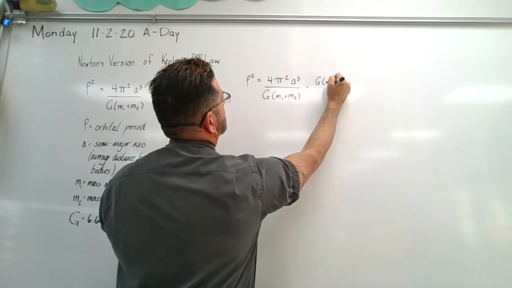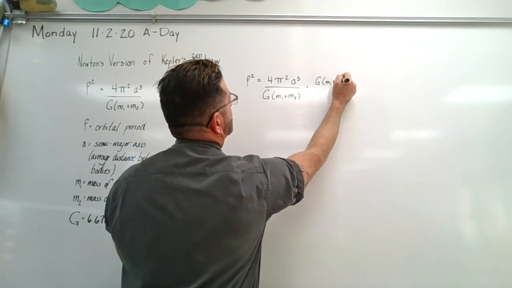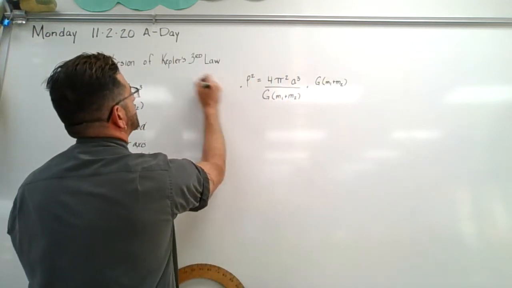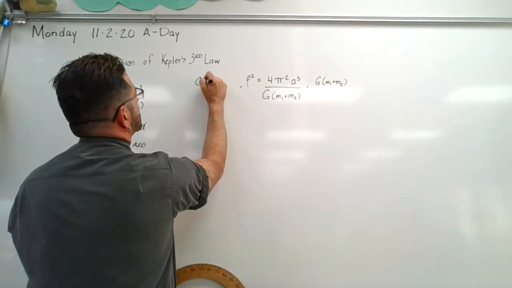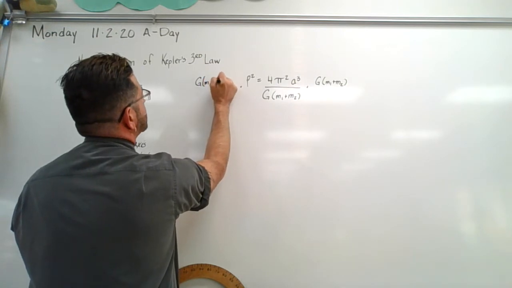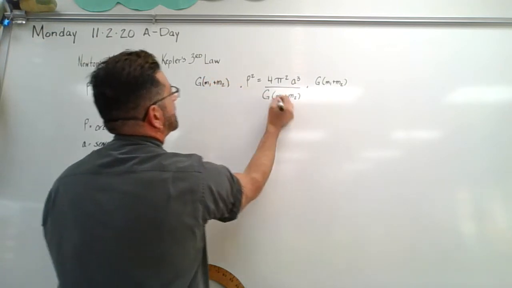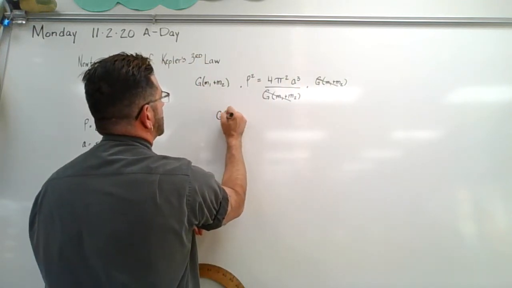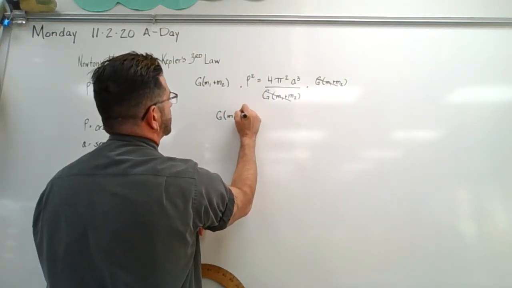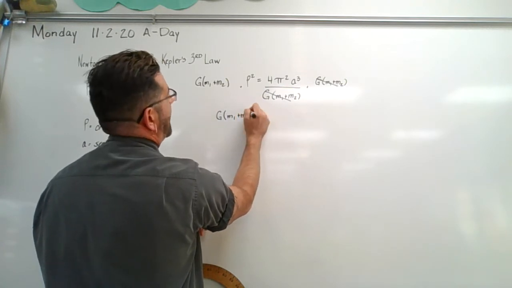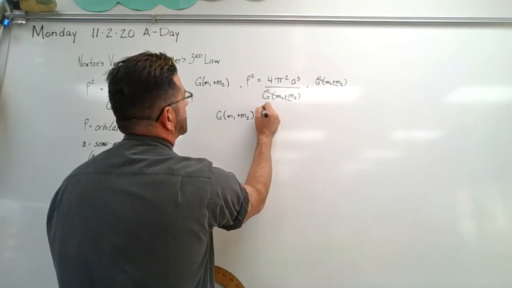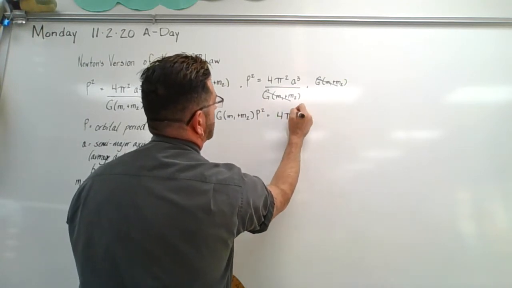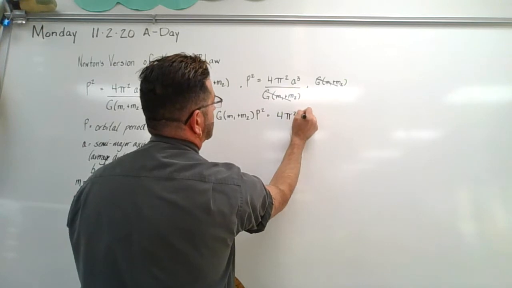G times M1 plus M2. And because we do it to one side of the equation, we have to do it to the other. So G times M1 plus M2. Here they cancel. So now we're left with G M1 plus M2. So you're adding the masses in this formula. Times P squared is equal to 4 pi squared a cubed.